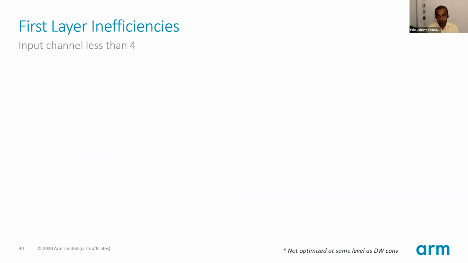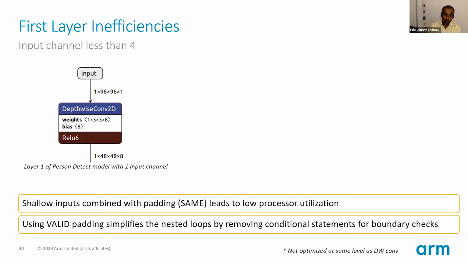One other thing that I would like to discuss is the inefficiencies of the first layer. If you take the first layer, it usually has one channel or 3 channels, because that is your typical input. And if you take the person detect model, for example, you have depthwise convolution applied. In this case, you could actually apply a convolution operation instead, because it's just one layer of input.